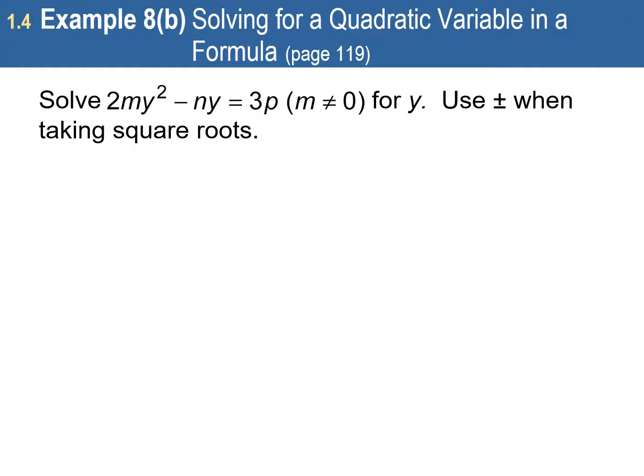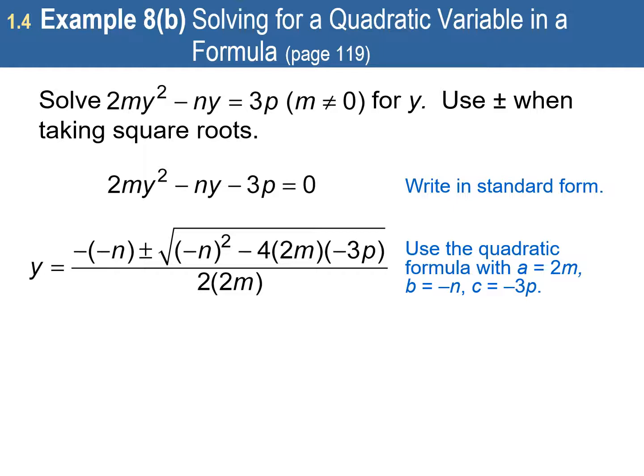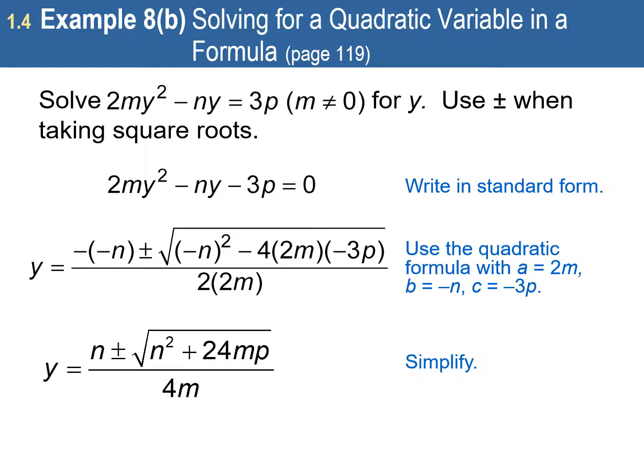Now suppose I want to solve 2my squared minus ny is equal to 3p for y. So the first thing you need to do is get it in standard form. And in this case, you're going to use the quadratic formula. Now, this is very ugly because we have variables and not numbers. But A is 2m, B is minus n, and C is minus 3p. So when you substitute this in, you get n plus or minus the square root of n squared plus 24mp, divided by 4m.